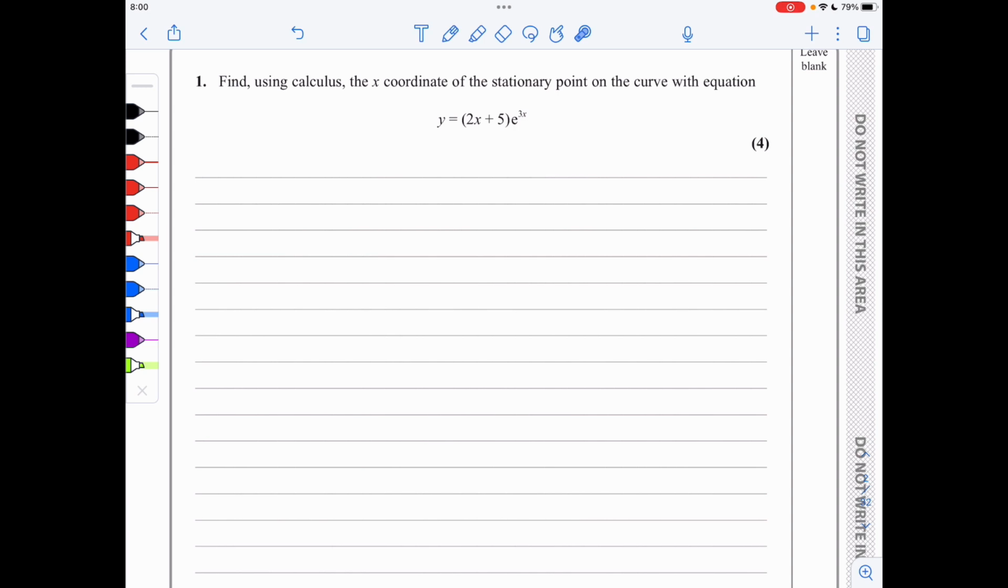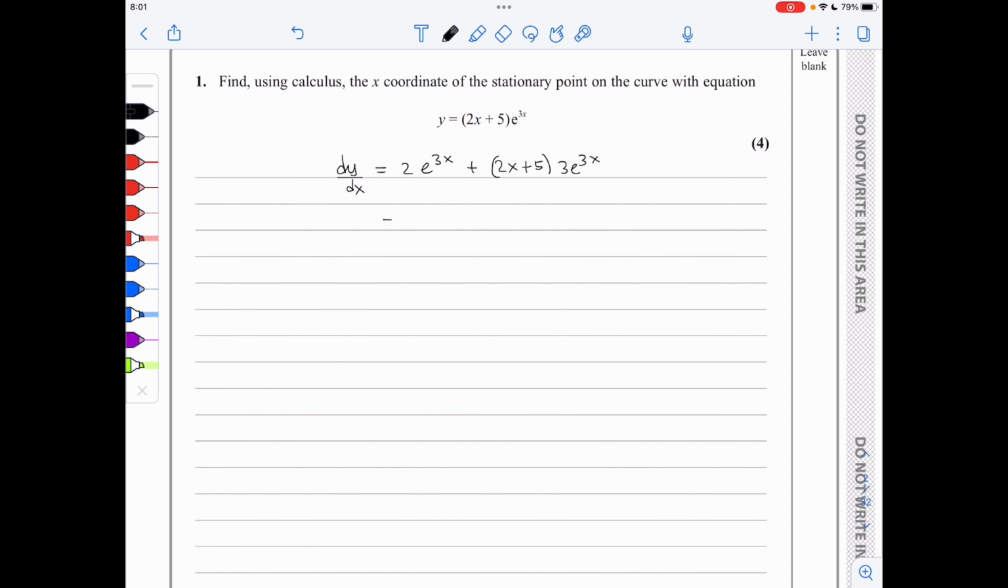In question 4, we need to find the x coordinate of the stationary point on this curve. So we need to apply the product rule to find dy/dx. We differentiate the first, we get 2, and we keep the second, e to the 3x, plus we keep the first and we differentiate the second. The derivative of e to the 3x is 3e to the 3x.